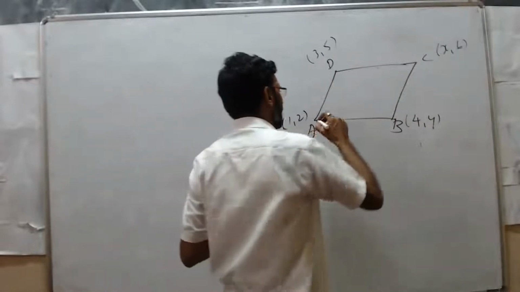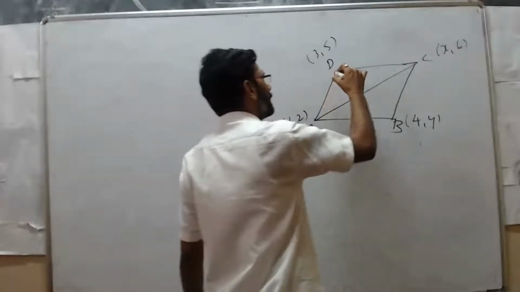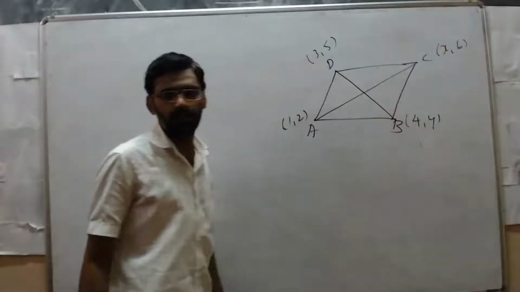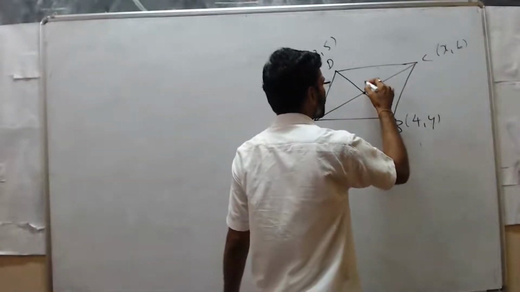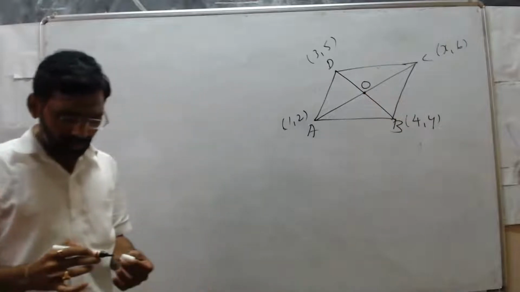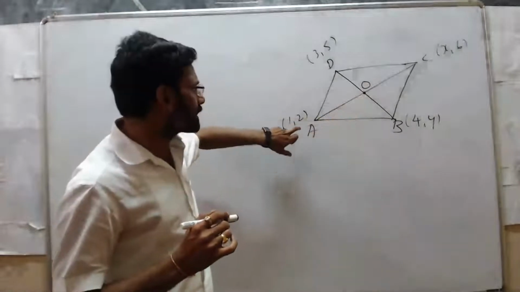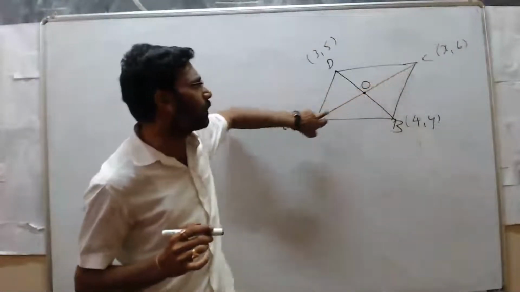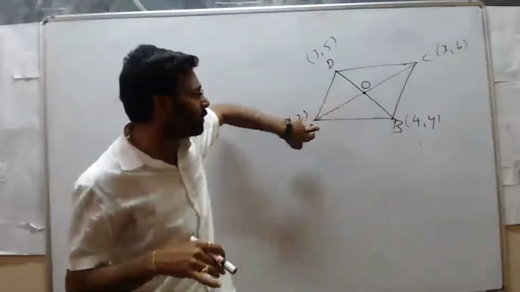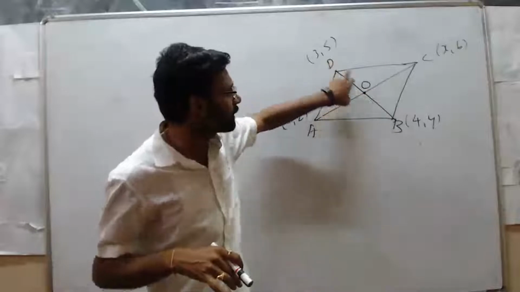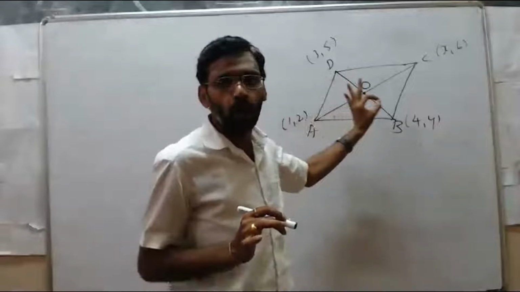Now AC is a diagonal and DB is also a diagonal. Both diagonals will intersect at O. It means O is the midpoint. We have already solved an example problem like this. The midpoint of AC is O, and the midpoint of DB is also O. For both the diagonals, O is the midpoint.